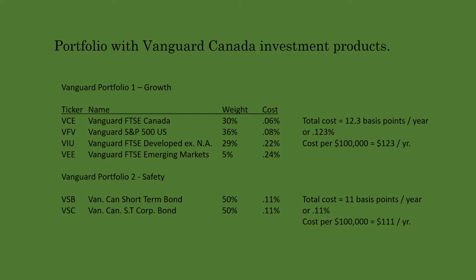Vanguard Canada Portfolio 2, Safety. VSB is the ticker. This is a short-term bond index fund. Weight it at 50%. It has a total cost of 11 basis points. VSC, Vanguard Short-Term Corporate Bond. Weight it at 50%. It also has a total cost of 11 basis points.